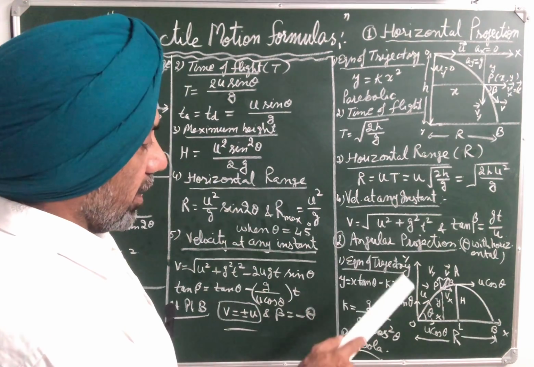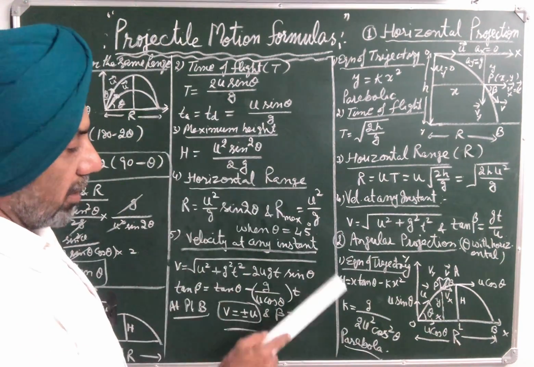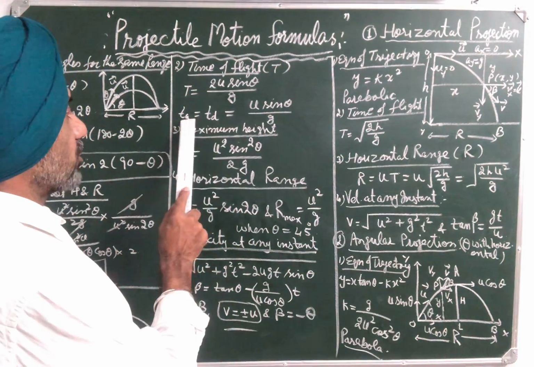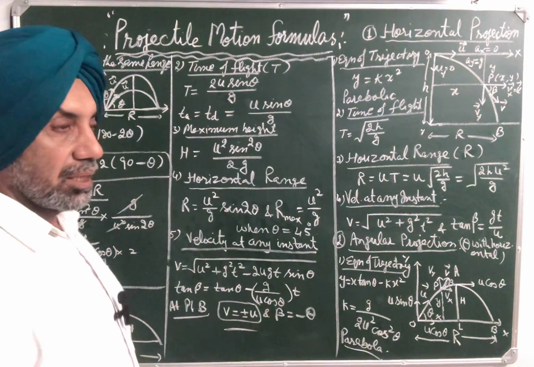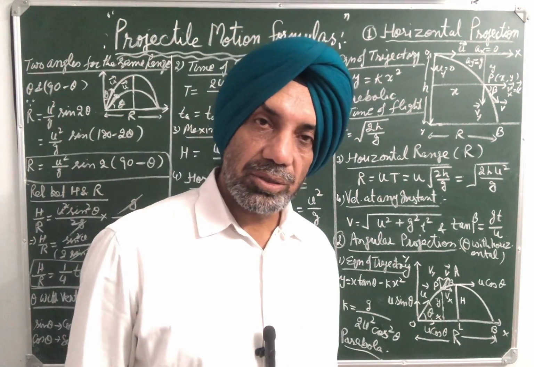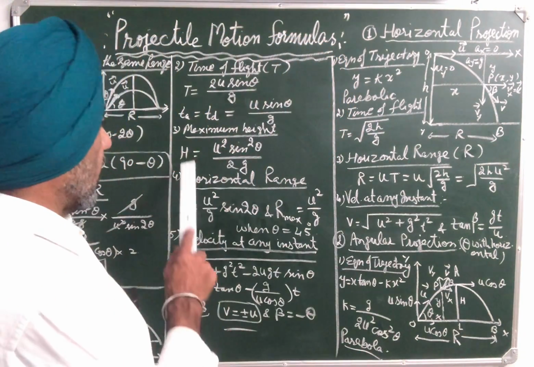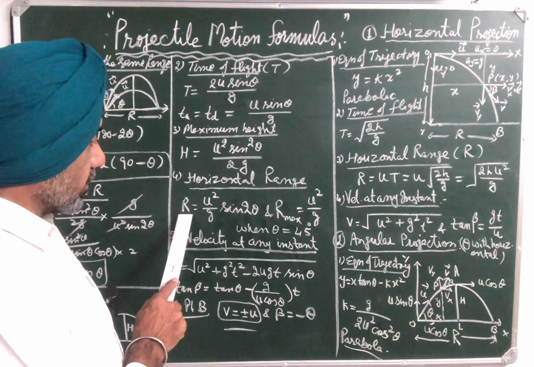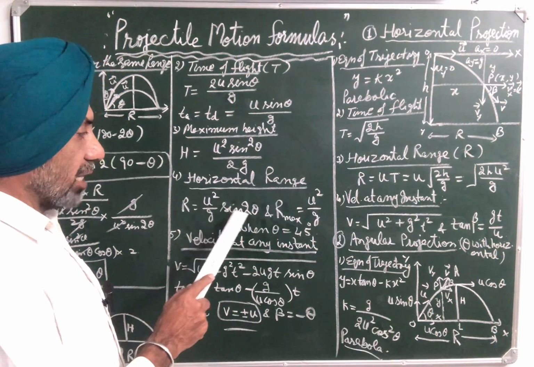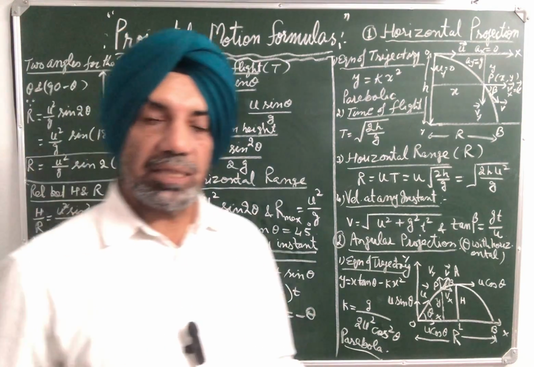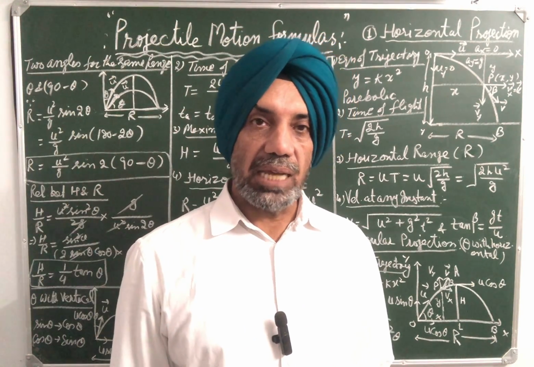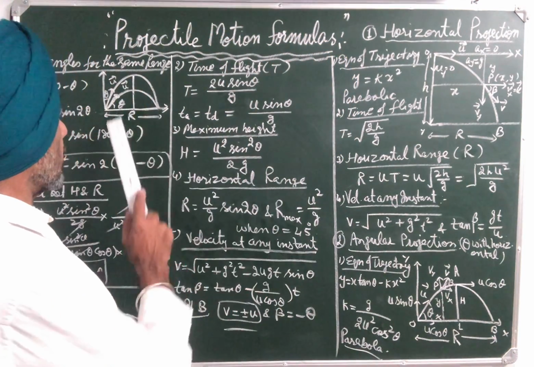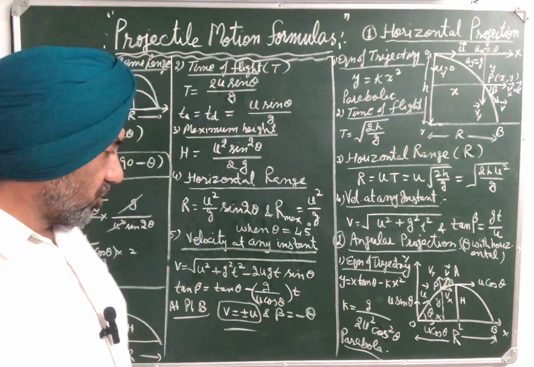So you can say time of flight will be 2u cos θ by g, or time of descent will be u cos θ by g. Change sin θ to cos θ. H will be equal to u² cos²θ by 2g. But R will remain the same, R is u² upon g sin 2θ, because sin 2θ is equal to 2 sin θ cos θ. So changing sin θ to cos θ, the formula remains the same. Therefore, that's why there are two angles for the same horizontal range.